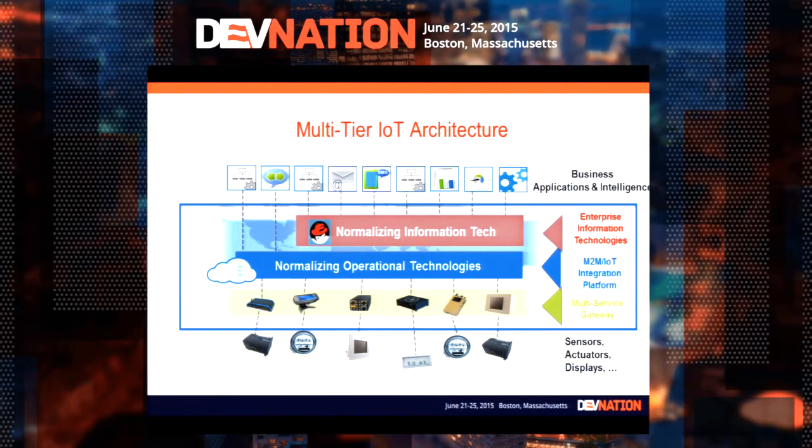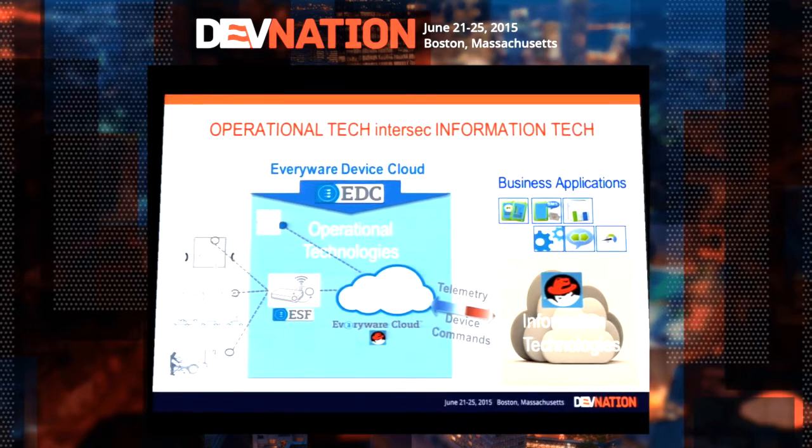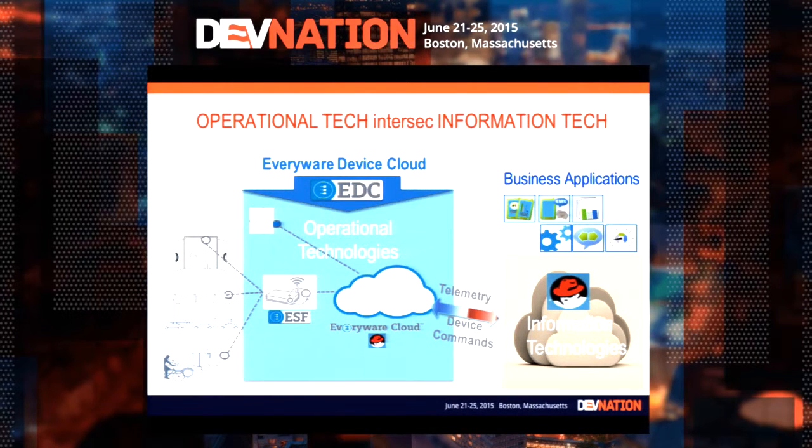So this is the standard architecture, I would say, now in a typical IoT scenario. This is not branded by us. This is the best practice. You have sensors, you have gateways, you have operational technologies in the cloud, and finally you have the information technologies and the business applications. If we see this picture from another perspective, we see that we have on one side the operational technologies, on the other side the information technologies.